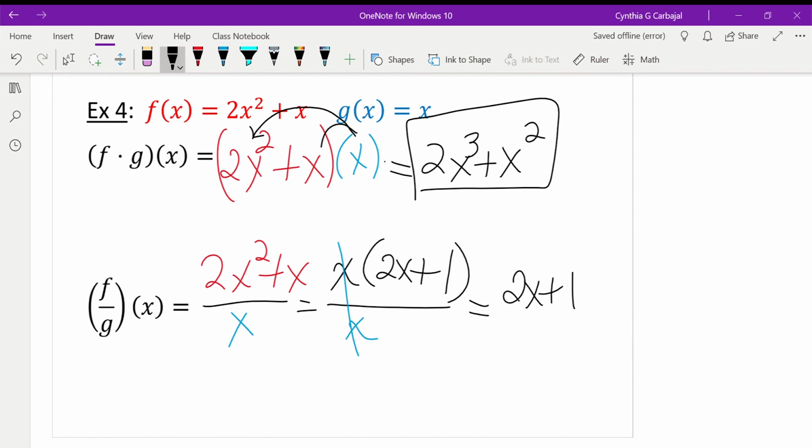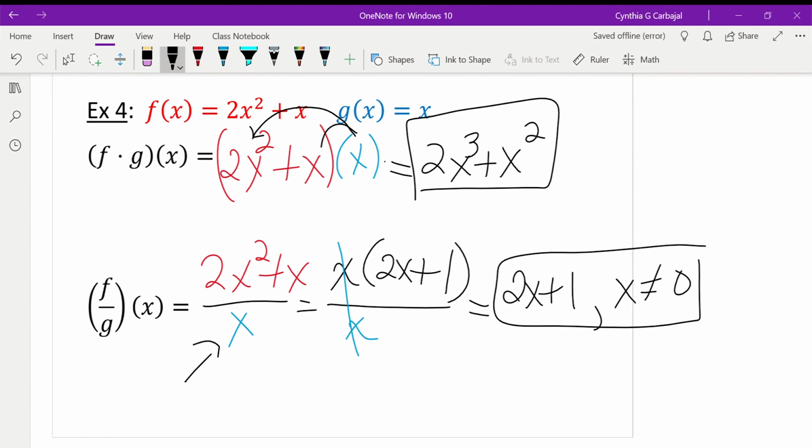But I do have a restriction: x cannot equal 0. Because originally I had an x in the denominator before I simplified, and if I put a 0 there, that would make the whole thing undefined. So as long as x is not 0, then we're good.